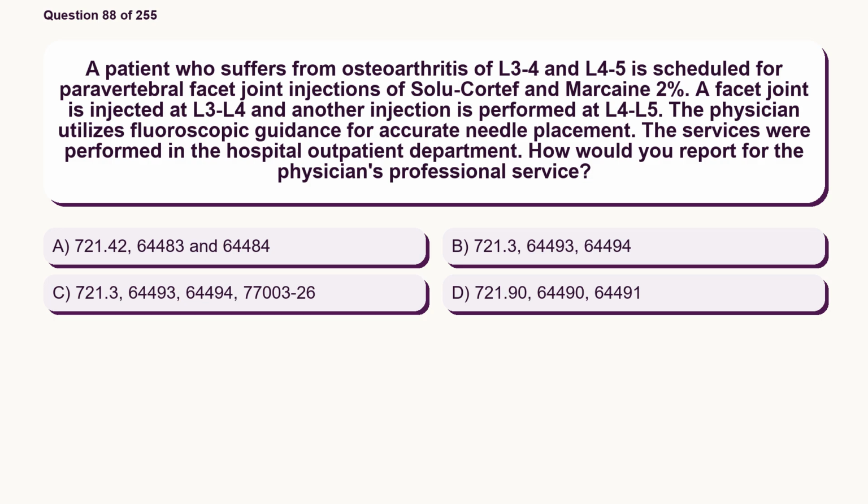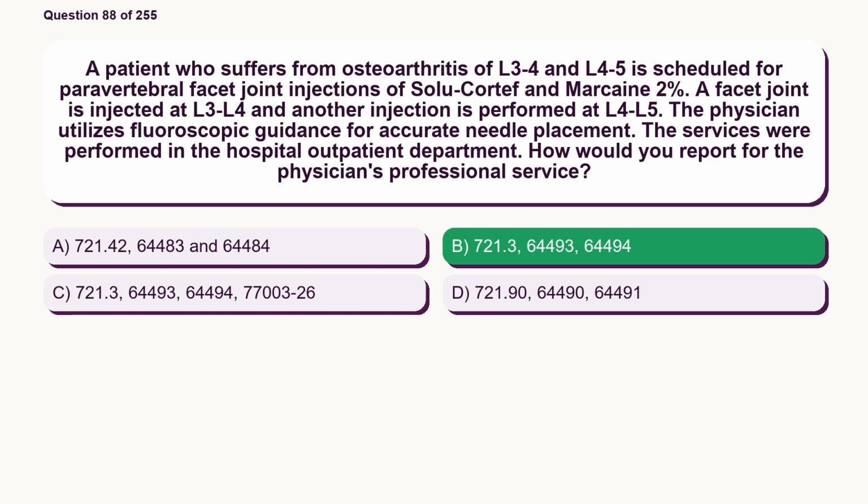Option B, 721.3, 64493, 64494. Option C, 721.3, 64493, 64494, 77003-26. Option D, 721.90, 64490, 64491. The correct answer is option B, 721.3, 64493, 64494.